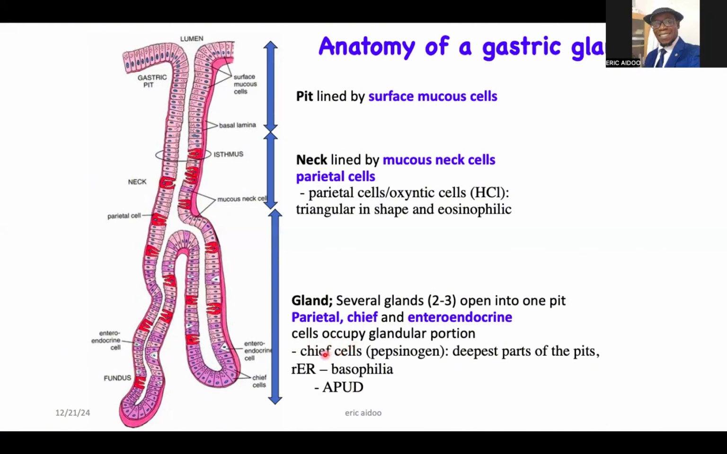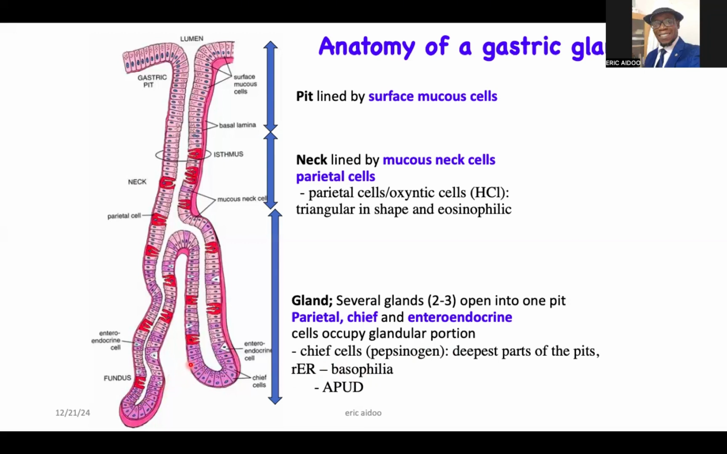So this is the glandular portion. The chief cells produce pepsinogen, and then in the presence of the HCl, it will be converted to pepsin. Okay. And it's very basophilic. So you can see the purple nature of it.